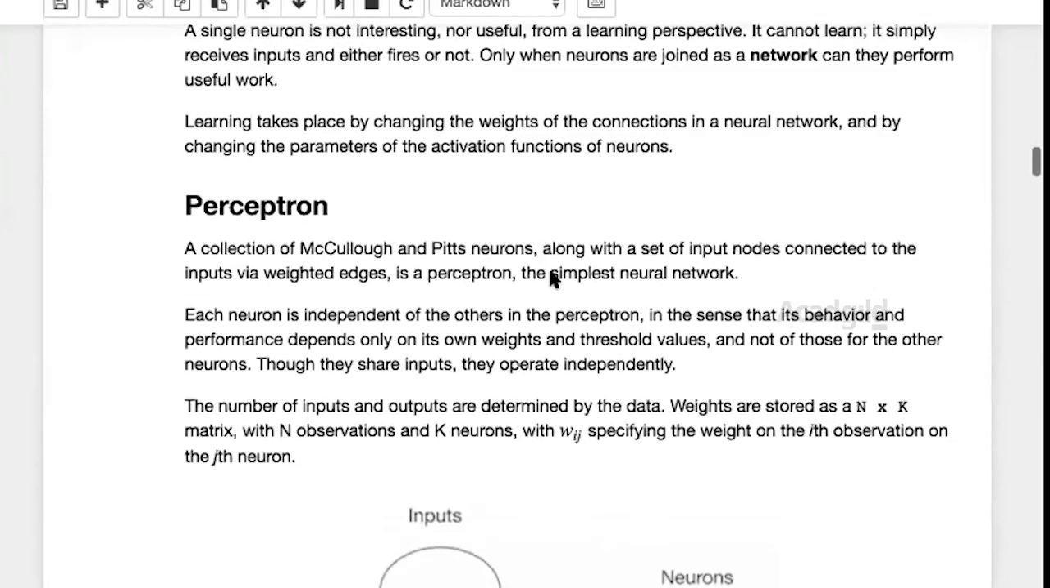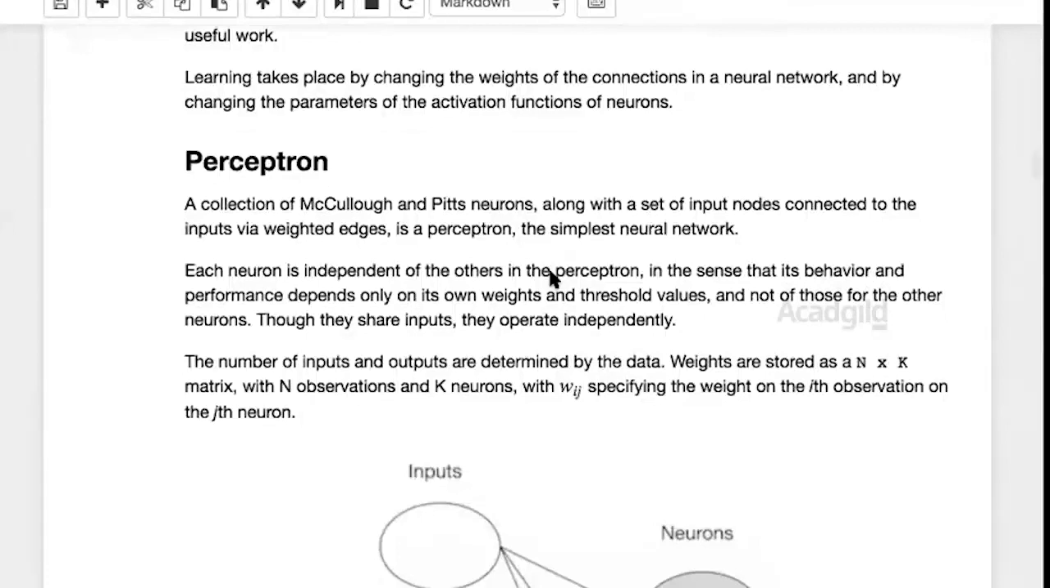Learning takes place by changing the weights of the connections in a neural network and by changing the parameters of the activation functions of neurons. So we looked at what weights are. Weights are how perceptrons are defined. So like I said, what is learning? Why does a network learn? We are going to look at that in this next 15 minutes. What exactly is learning? And like I said, it'll be a little math heavy, so just bear with me.